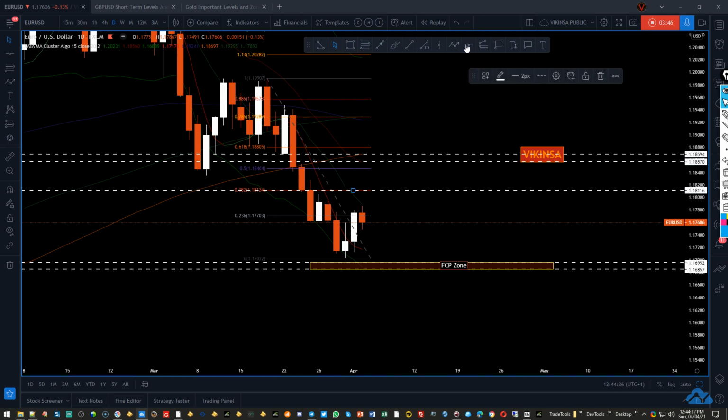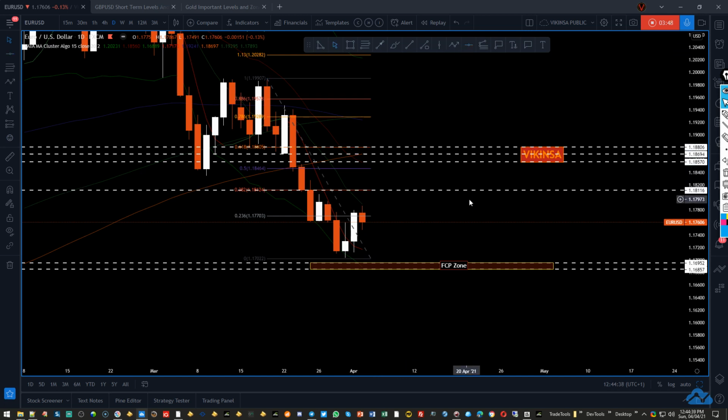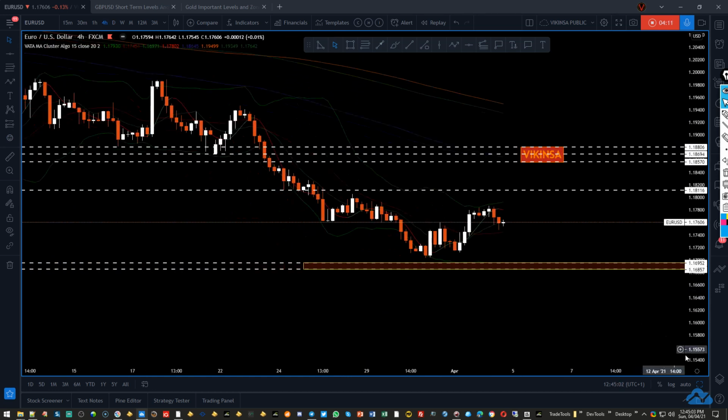And after that, we have approximately this level. So this is going to be like a congestion area for Euro USD if it reaches there. But I'm expecting Euro USD to come down to this FCP zone and then go back up. So if it starts to go higher, I will still take it, but I'll be aware of the situation that at any moment in time it can fall back down, because that case is still valid.